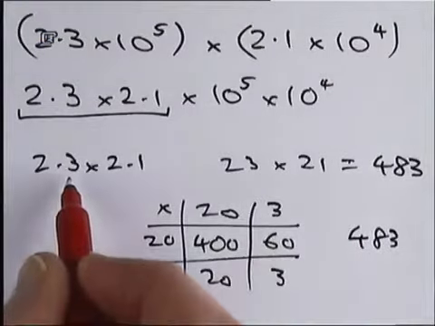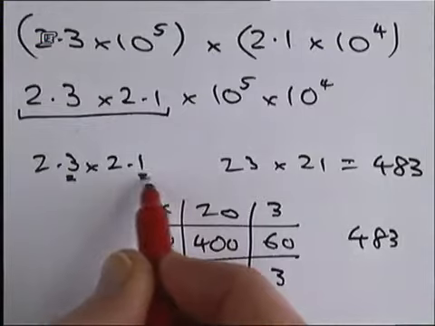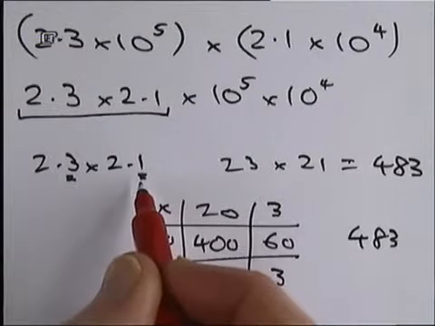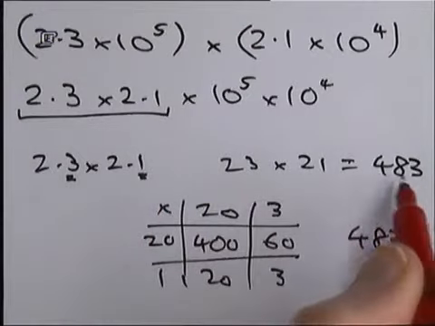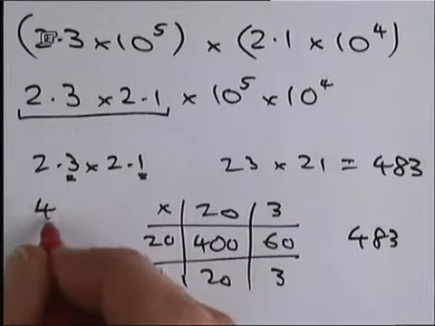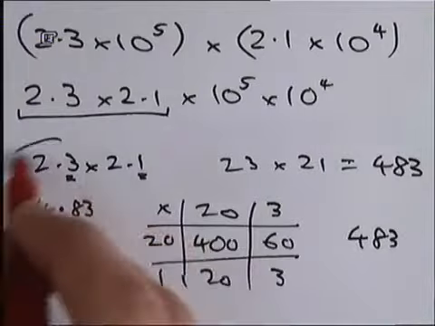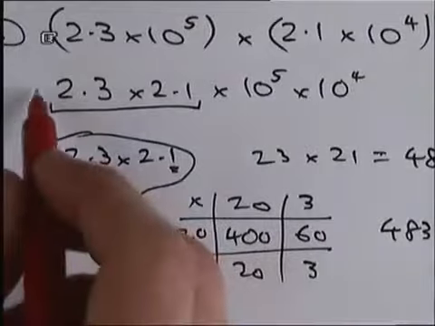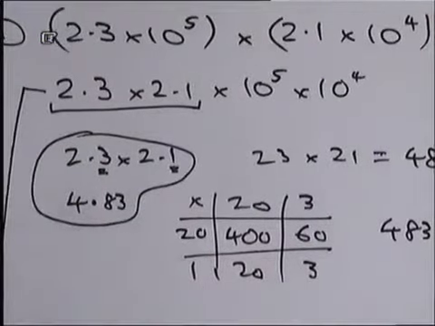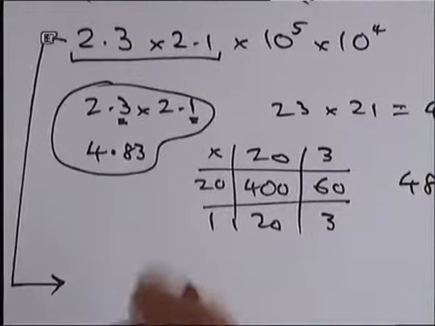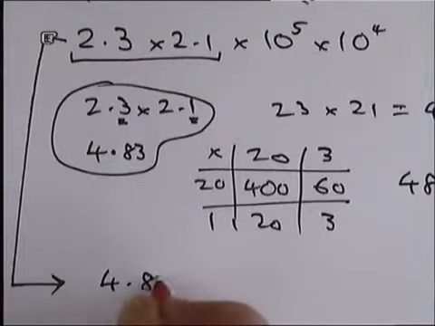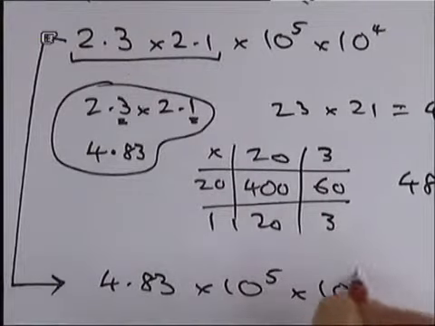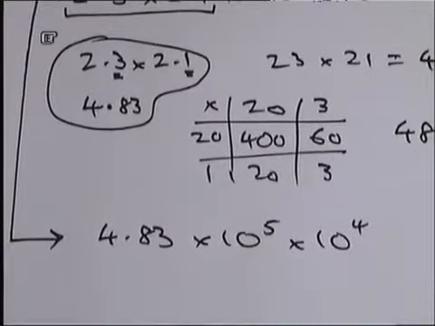The question I was trying to do was 2.3 and 2.1. And I've underlined here two digits that were after the decimal point. So for the answer I need, two of these need to be after the decimal point. So that will be 4.83 will be the answer to that sum. So if I look at the line I've got here, I've just worked out that 2.3 times 2.1 is 4.83. And I've still now got to deal with the 10 to the power of 5 times the 10 to the power of 4.